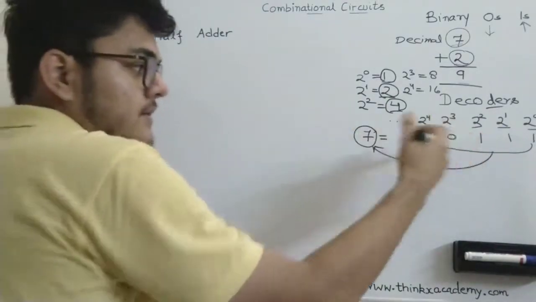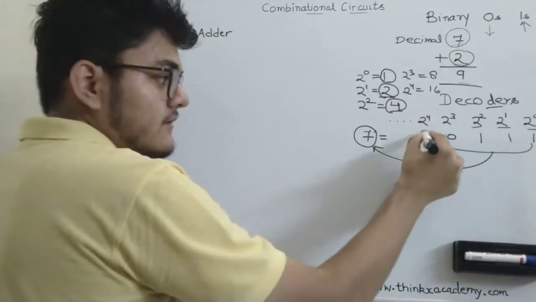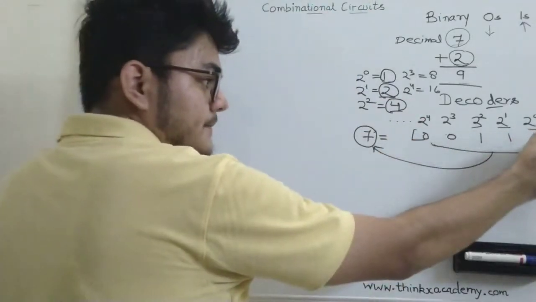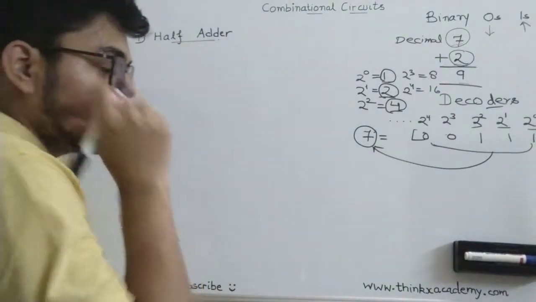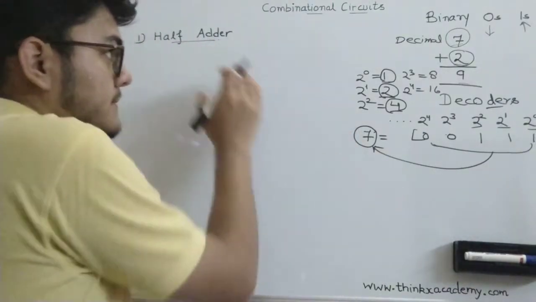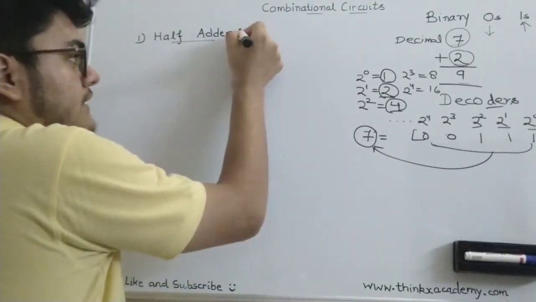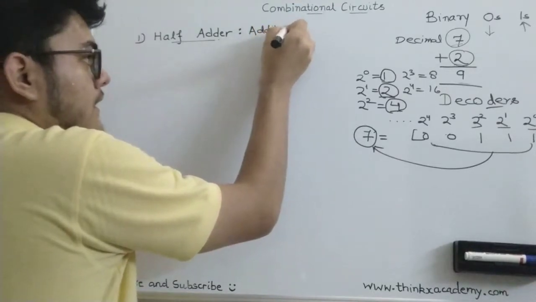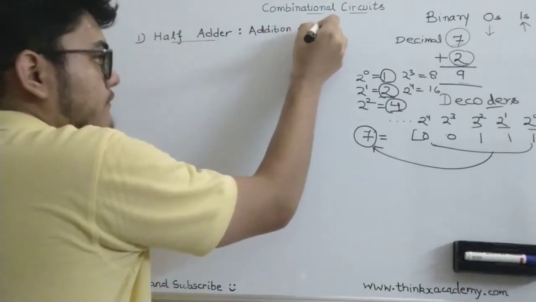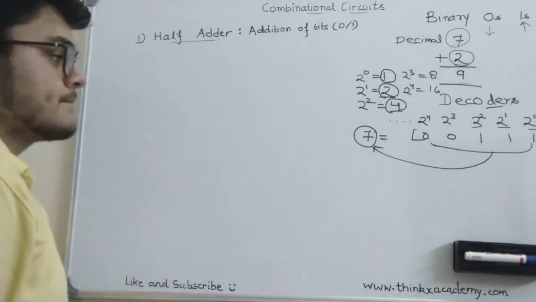So why are we doing this? We are doing this because our computer can read only binary numbers. And since we are making use of a half adder, which is used to add the bits, right? So a half adder is used for addition of bits, that is 0/1.